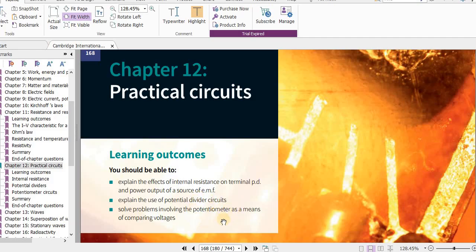So here is another topic, potentiometers. We will see the details. And also we have potential divider. Now there will be a similarity between some of these topics. We will see them when we discuss this lesson.